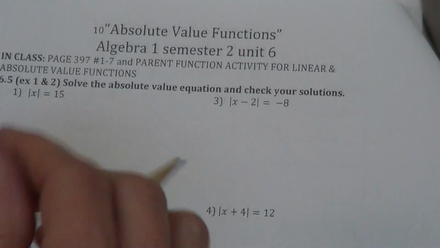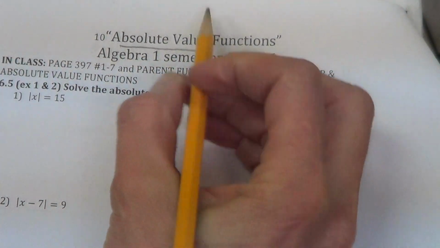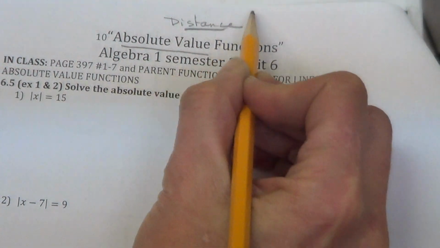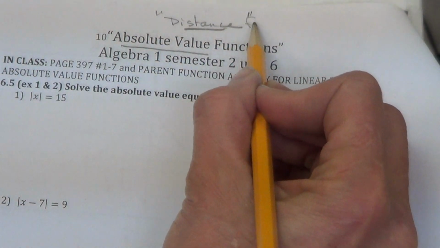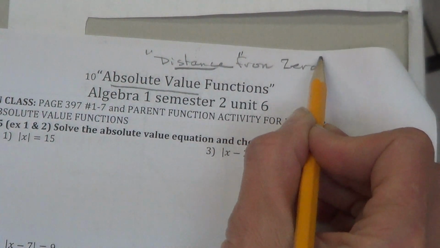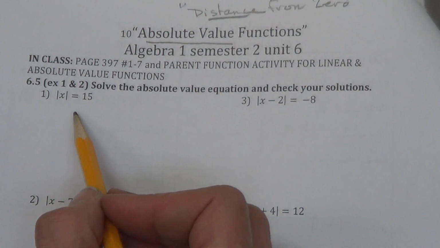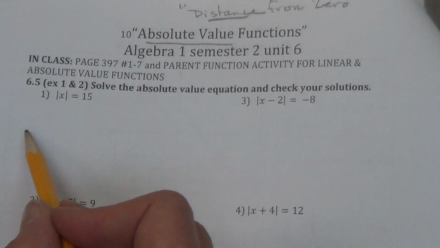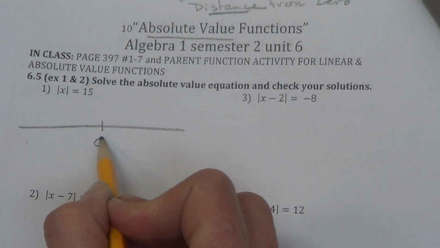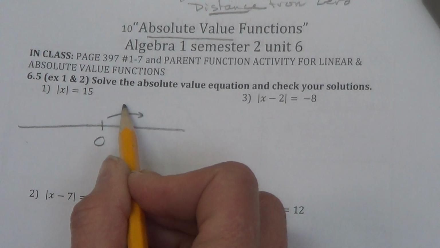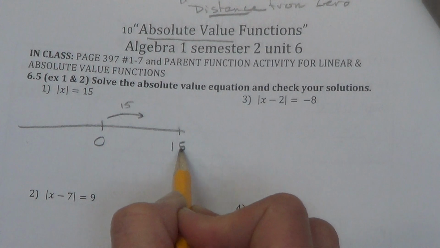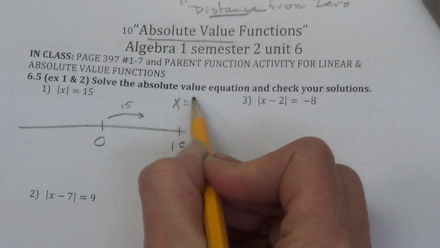First thing we need to review, absolute value means distance from zero. So let's think this through. If we have an absolute value of 15, and we go to our number line, we're literally saying that the answer to this is 15 units from zero. So if we go up there 15 units, we'll land at 15. So we say, well, then x must equal 15.